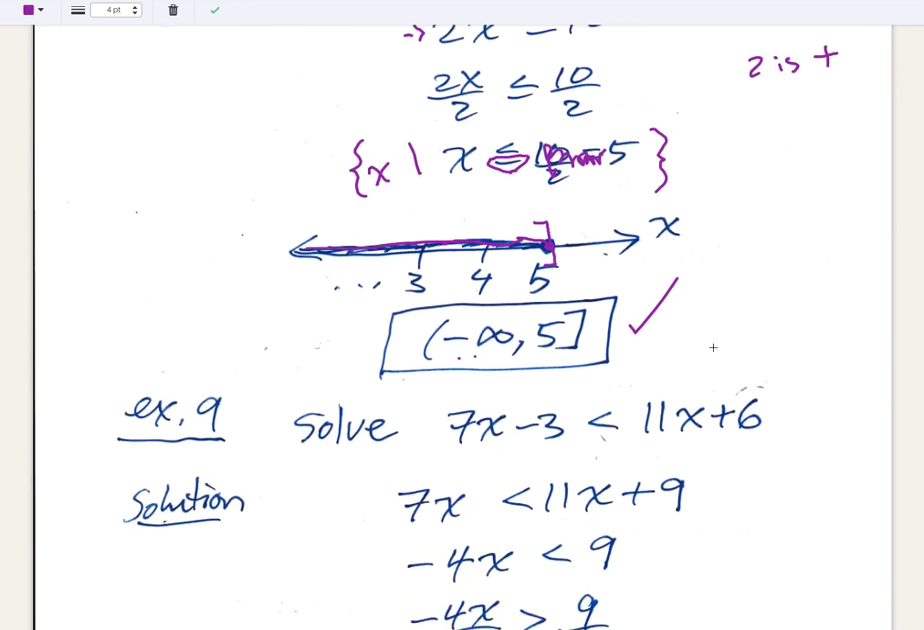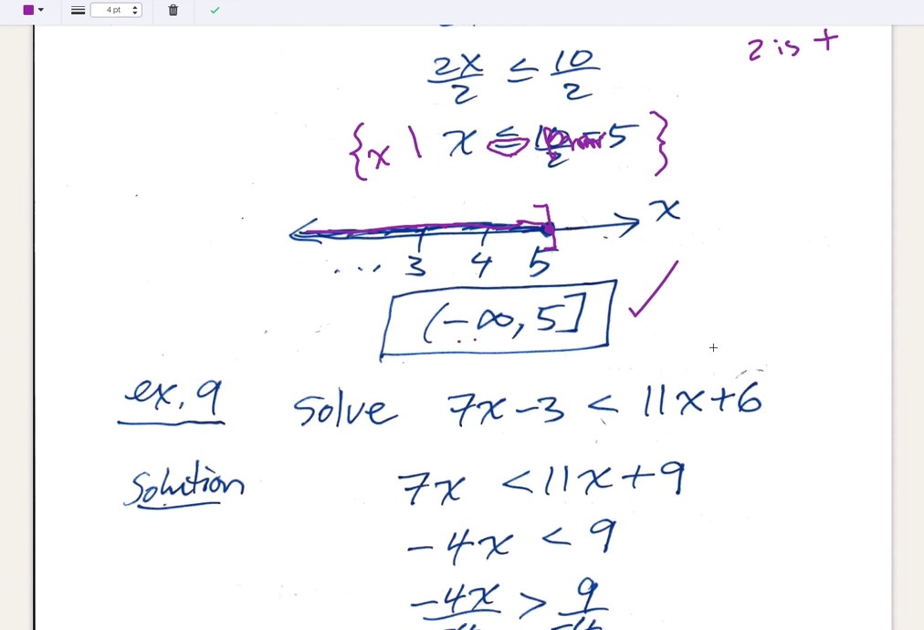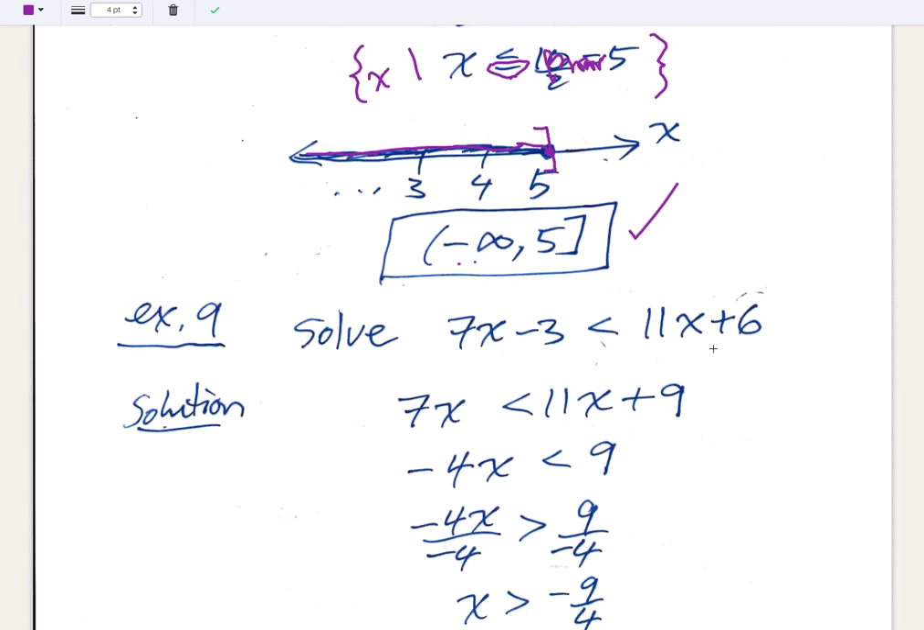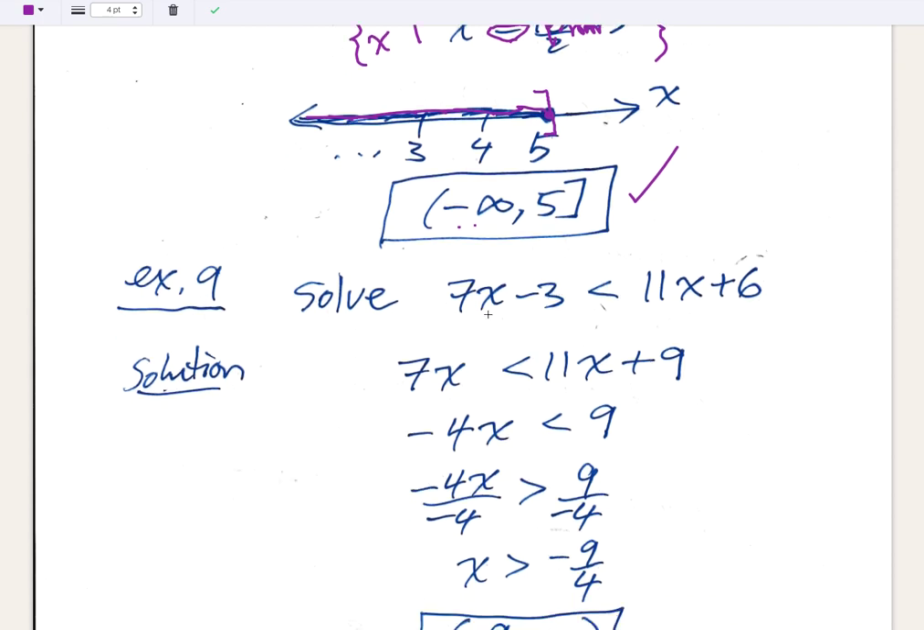Let's look at an inequality that's a little more difficult here, but it's not too bad. Again, it's going to be a linear inequality, so you're not going to have squares of x, and you're not going to be taking quotients of functions of x. It's simpler than that for these ones. Solve this: 7x minus 3 is strictly less than 11x plus 6.